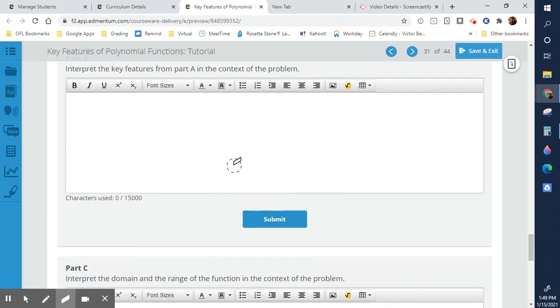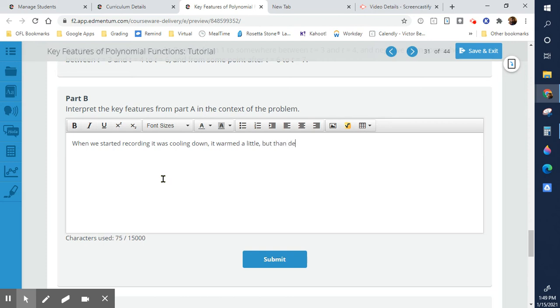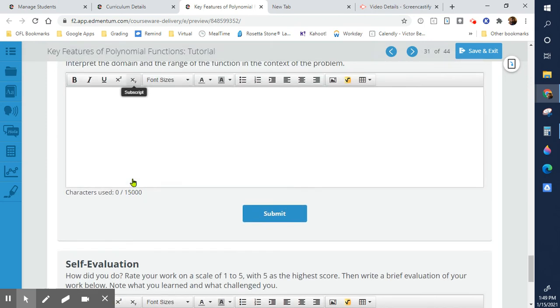Key features in the context. So, when we started recording, it was cooling down. It warmed a little, but then decreased again. So that's what we're doing on this one.